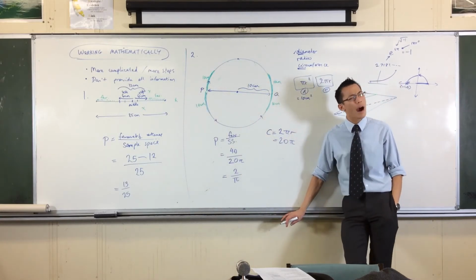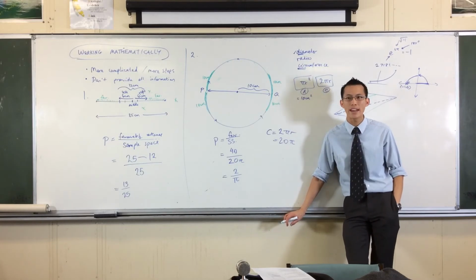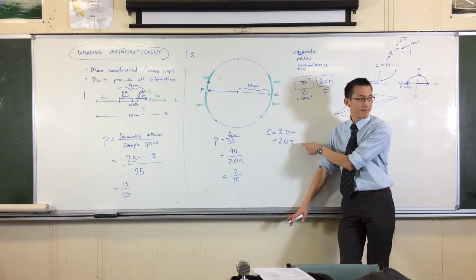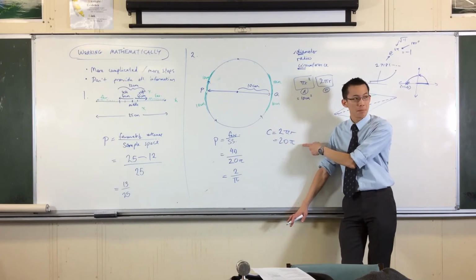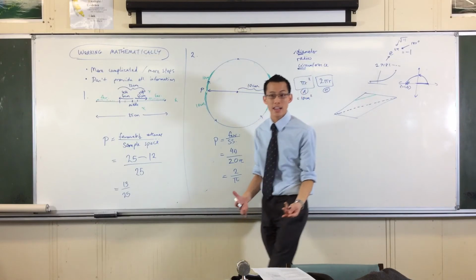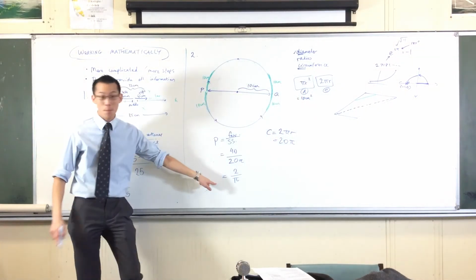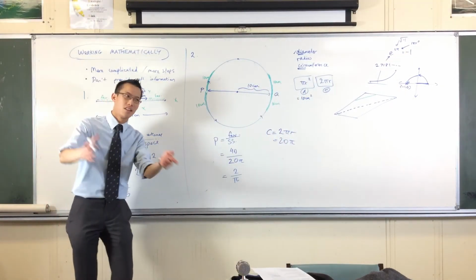That's a bit weird. Why is there pi? That's a great question. Where did it come from? It came from the circumference. It stays with it. The circumference has got a pi in it. So therefore, our probability will have a pi as well.